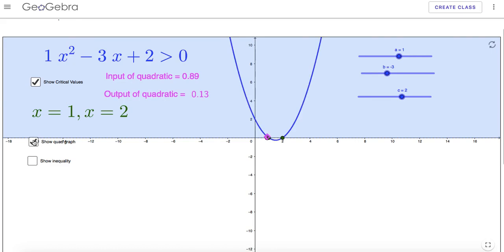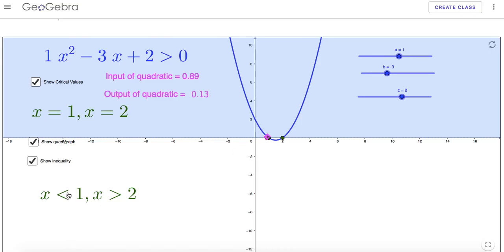So I can show the quadratic equation as well. And I can see that this part of the graph is above the x-axis. So the solution to this inequality should be the part on the x-axis where the graph is above the x-axis. And then I can see that the inequality is true.